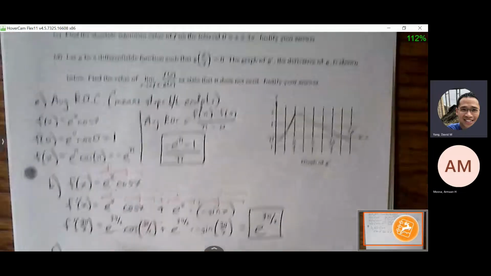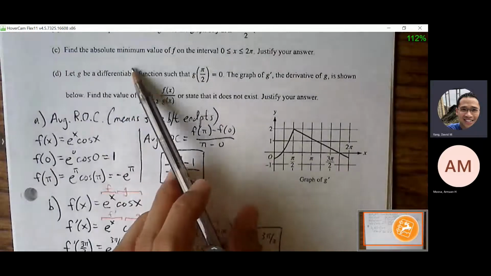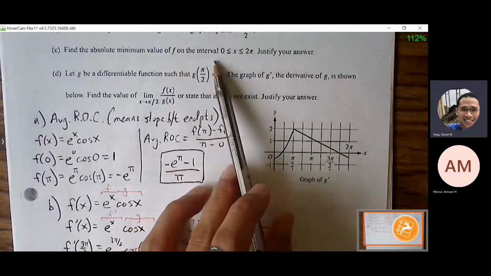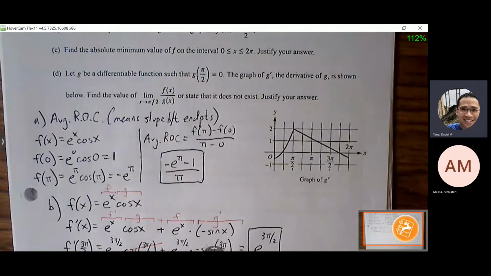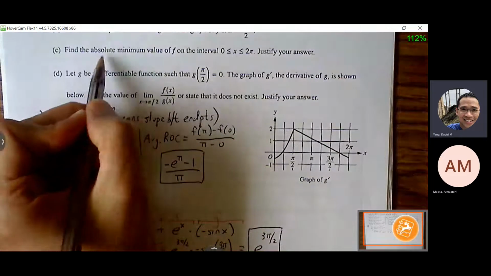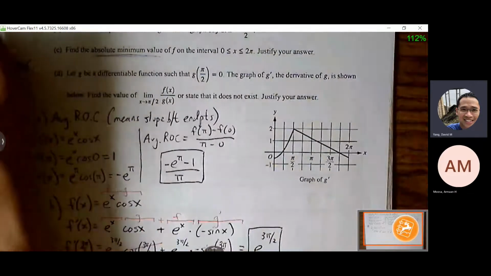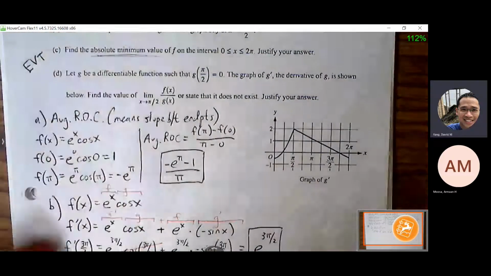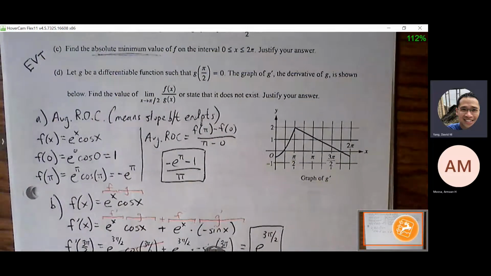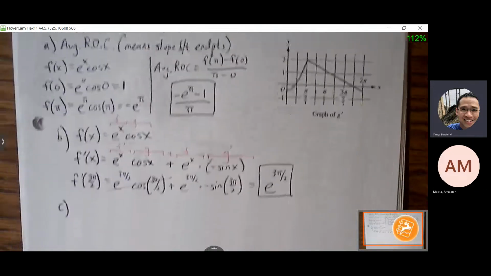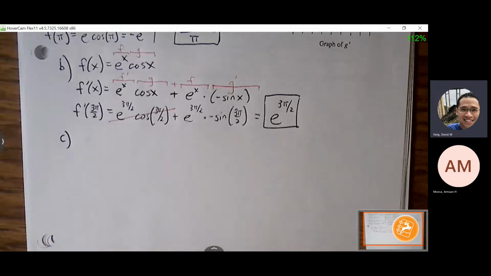Okay, part C. Find the absolute minimum value of f on the interval from 0 to 2 pi. So absolute minimum, that should remind us, that's a hint that we have to involve EVT, extreme value theorem. And with the extreme value theorem, we want to test endpoints and critical points. So we know what the endpoints are, they tell that to us, 0 and 2 pi.